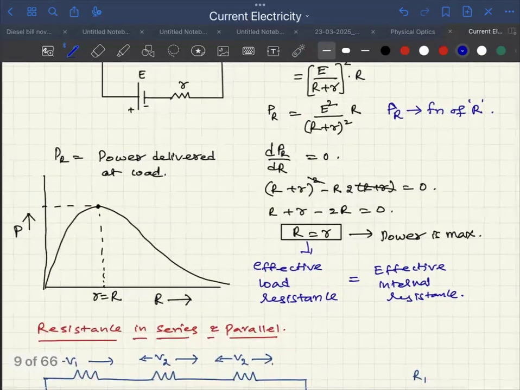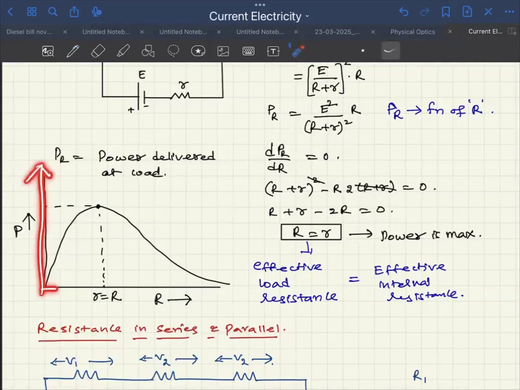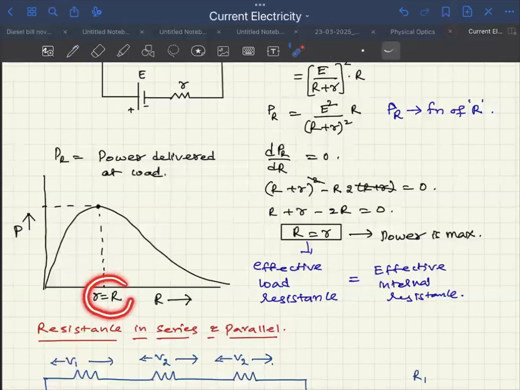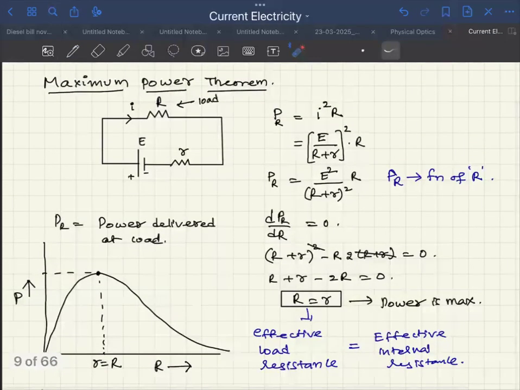Now, if I plot a graph taking power delivered along y-axis, load resistance along x-axis, you will get a graph something like this. In fact, the peak corresponds to maximum power delivered. And it happens when external load resistance is equal to internal load resistance. Now I'm asking you, this is a very famous theorem. You will get a lot of problems in mains exam also on the basis of this. Please tell me, have you followed it or not?